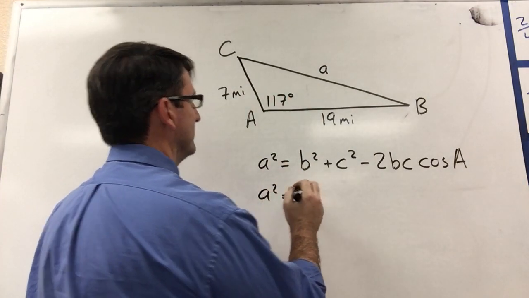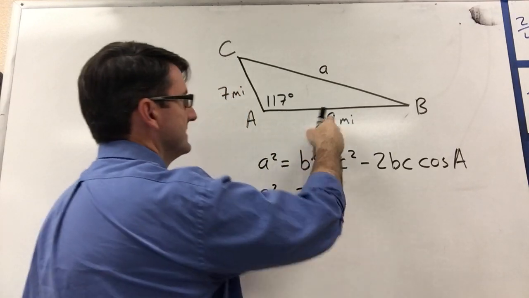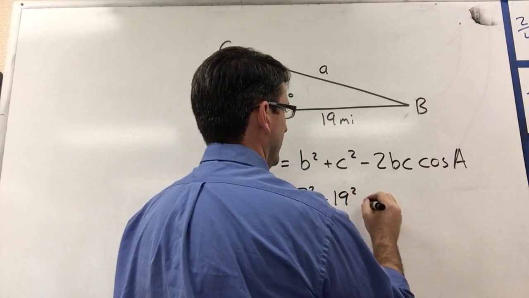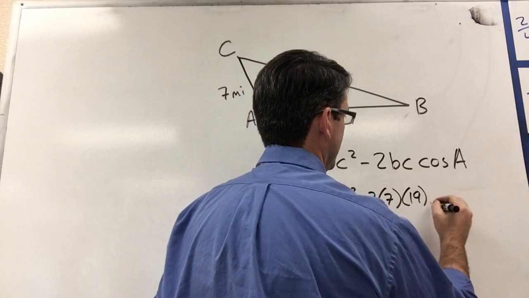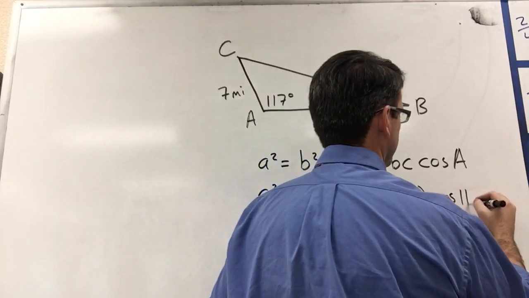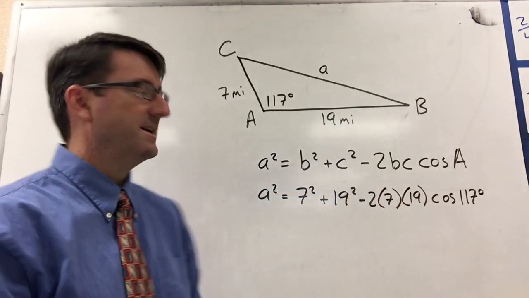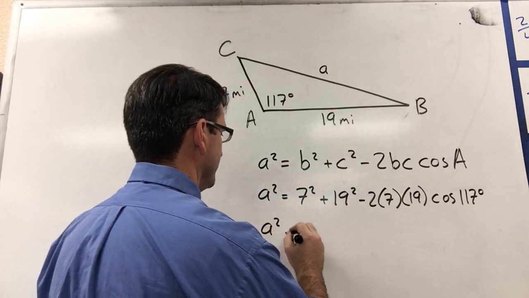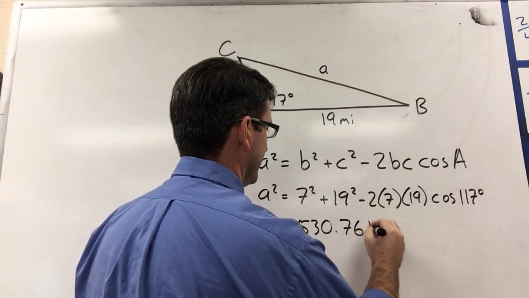All right, now we can just plug in the numbers we know. A squared is equal to, B is 7, so this is 7 squared plus 19 squared minus 2 times 7 times 19 times the cosine of angle A, which is 117 degrees. And when we plug all that into the calculator, we get that A squared is equal to 530.761.